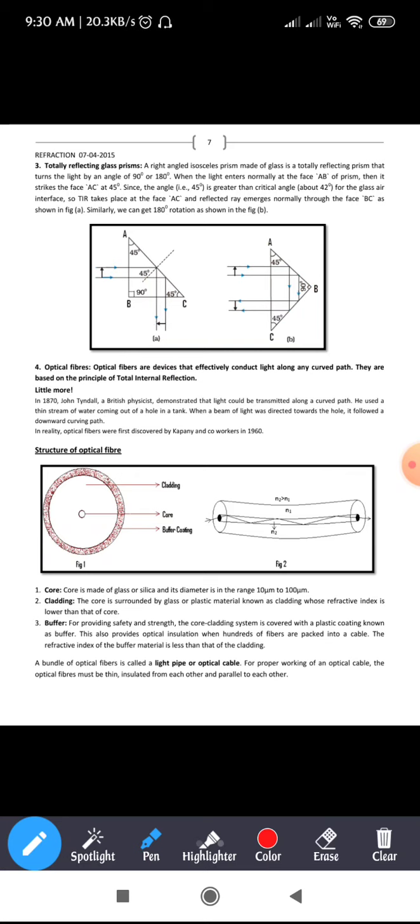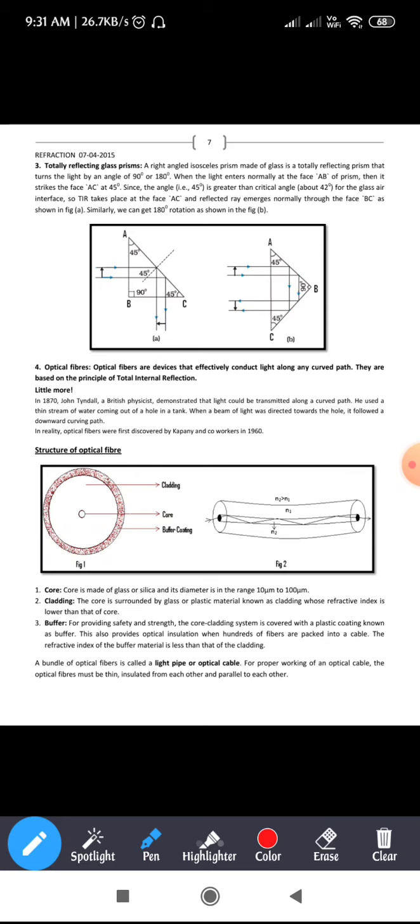The next is optical fiber. Optical fibers are devices that effectively conduct light along any curved path. They are based on the principle of total internal reflection. I think you are aware of these optical fibers, right? Even though the path is very curved, the light will pass effectively. They work on the principle of total internal reflection.